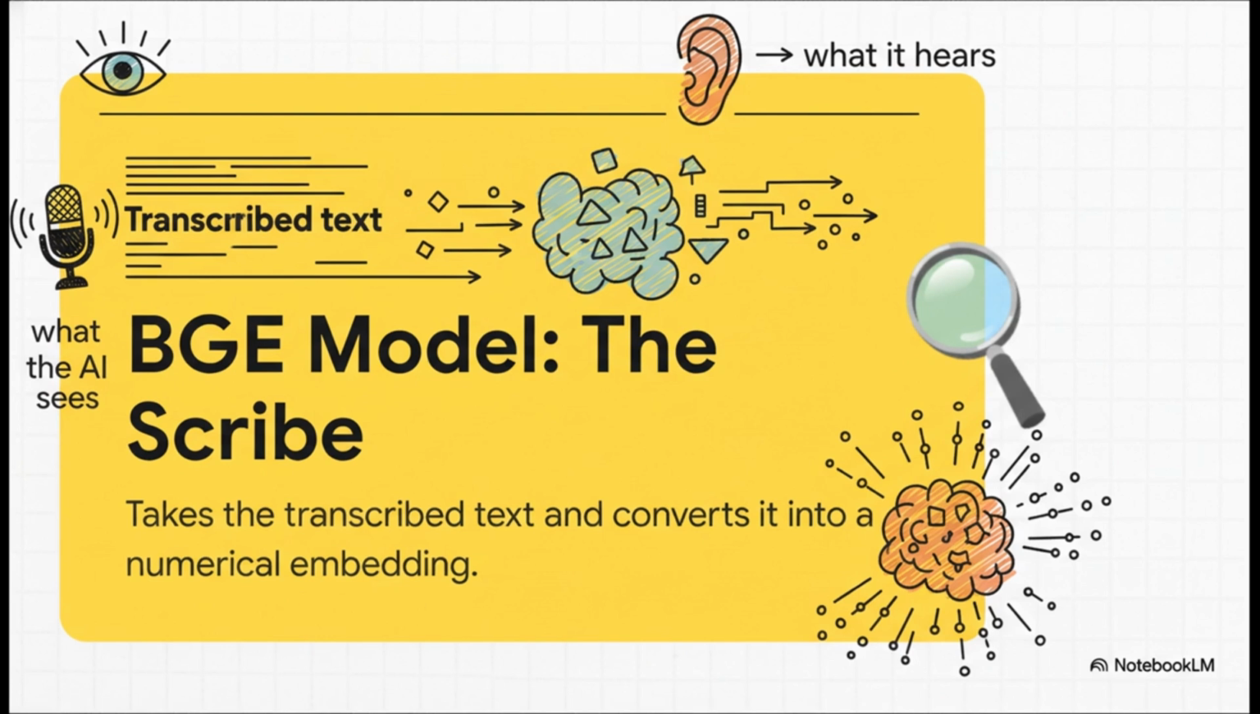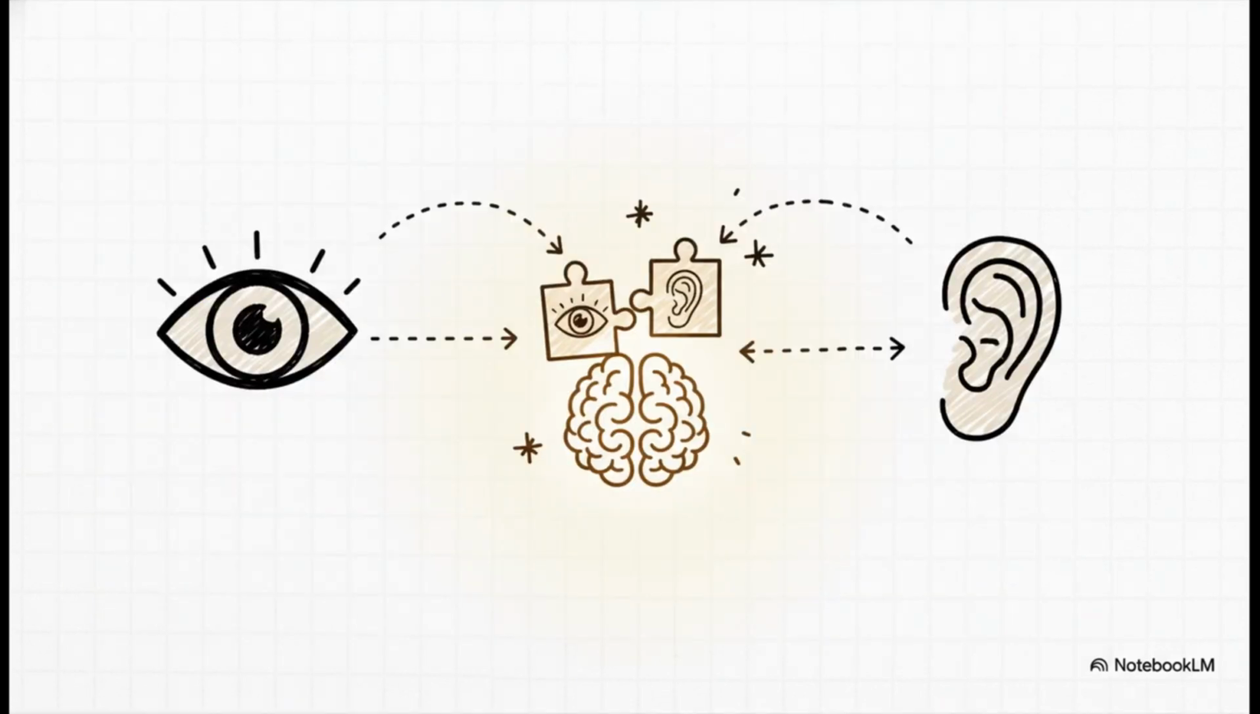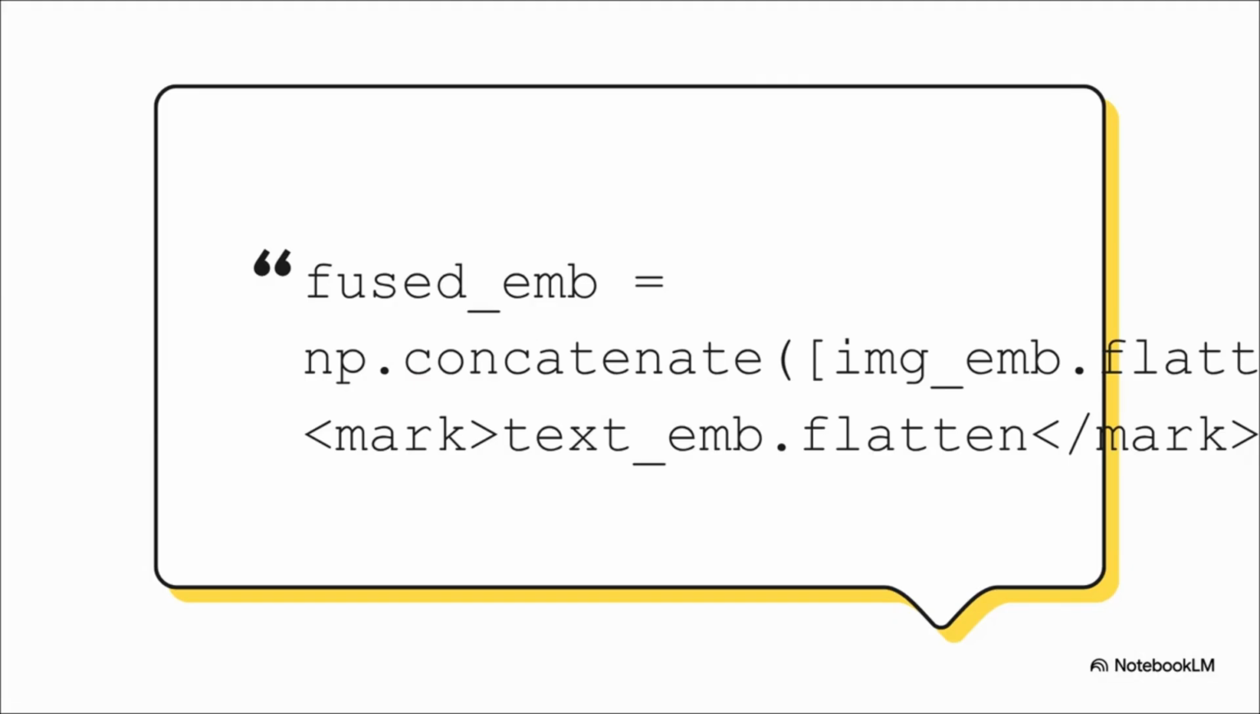So now we've got numbers for what the AI sees and numbers for what it hears. But here's where it all clicks. The real power, the real understanding, happens when you put these two things together. By combining the visual data from CLIP and the text data from BGE, the AI suddenly gets the full picture. It's like going from watching a movie on mute to watching it with full surround sound. It's a complete experience.